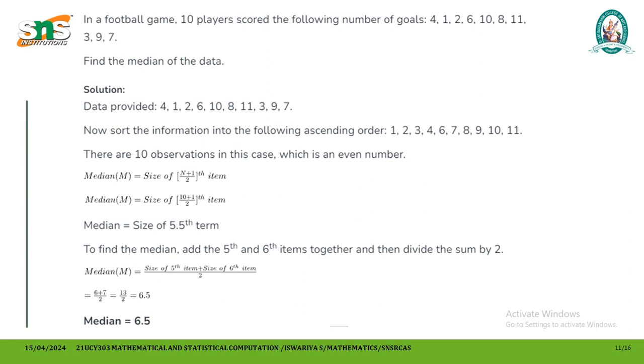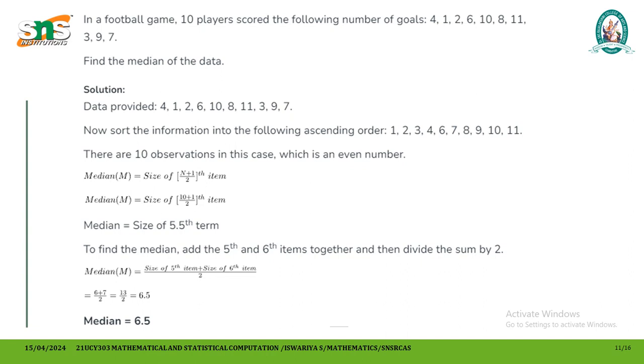So the first example is: in a football game, 10 players scored the following number of goals, and we have to find the median. First we have to arrange the data in ascending order. After that I apply the formula. Here the number of observations is 10, which is an even number.